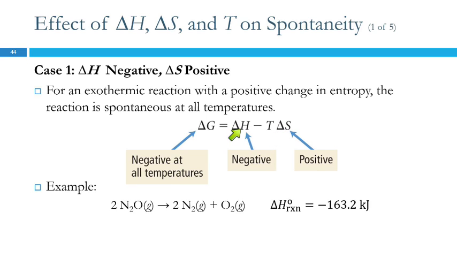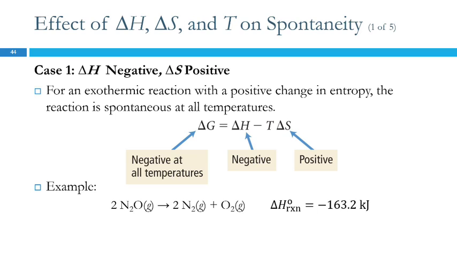But we're taking a negative number and we're subtracting a positive number. That's just going to become more negative, right? It doesn't matter how big or small T is, this is going to end up a negative number. Negative delta G, spontaneous.